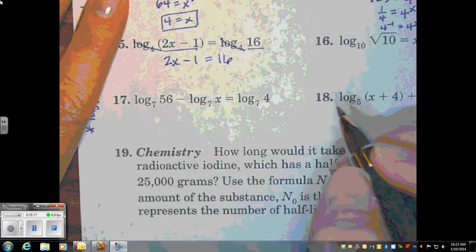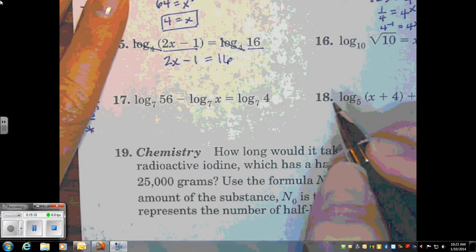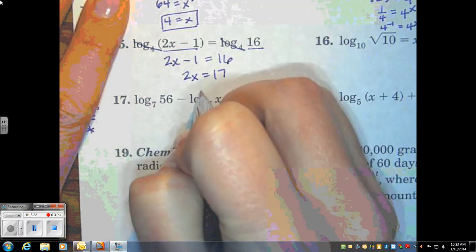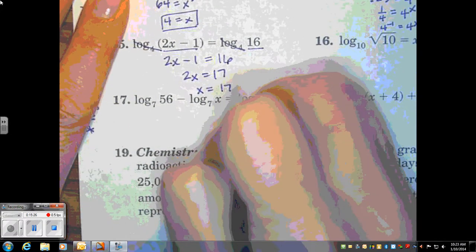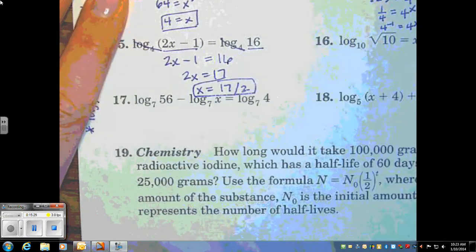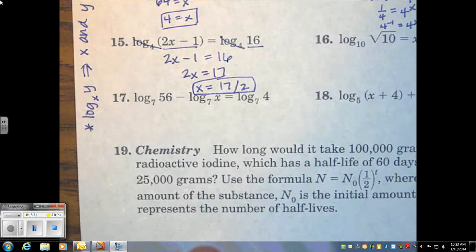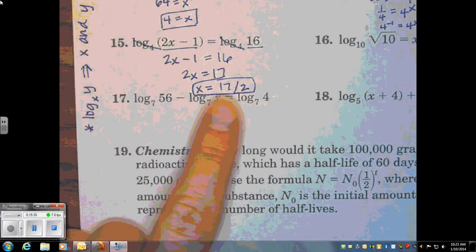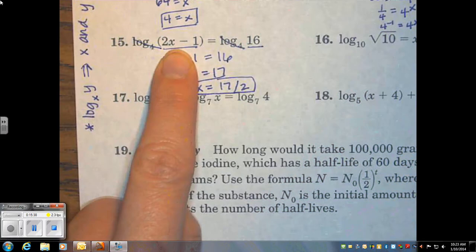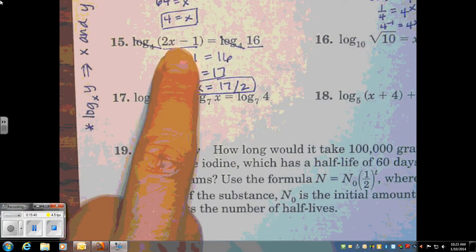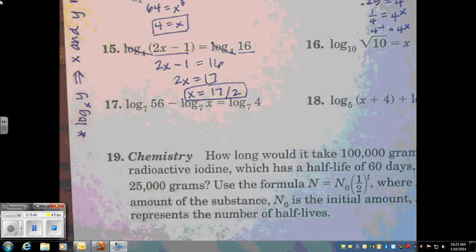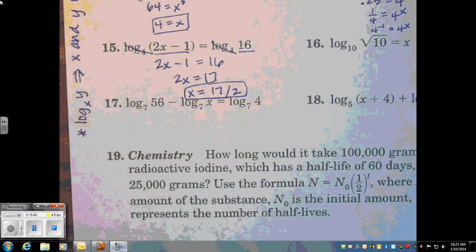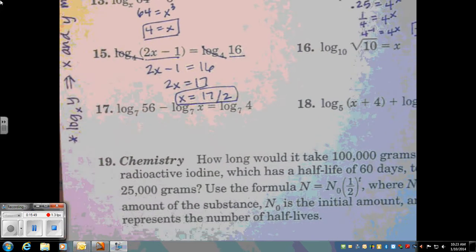What do you do next? Add 1. Okay. So 2x equals 17. Divide by 2. Just leave it as 17 halves. It's fine. Now, if I take 17 halves and I put it in here, I have to make sure that doesn't make that negative. And it doesn't. It makes it 16, so we're good. It works. There are extraneous solutions on logarithms. So you have fake answers sometimes.